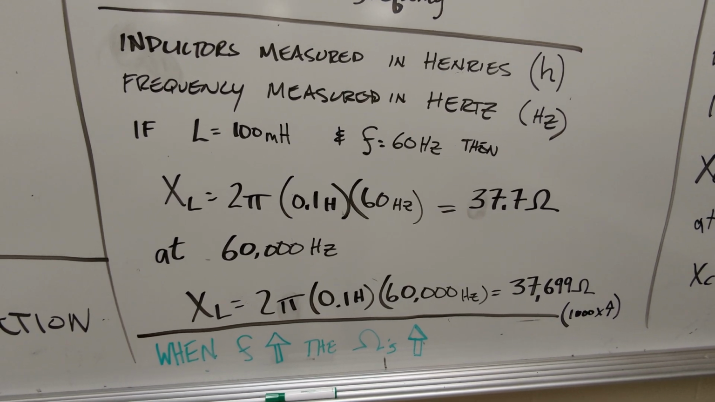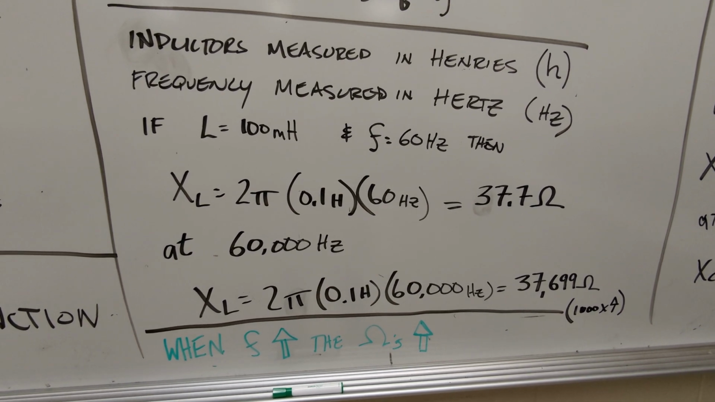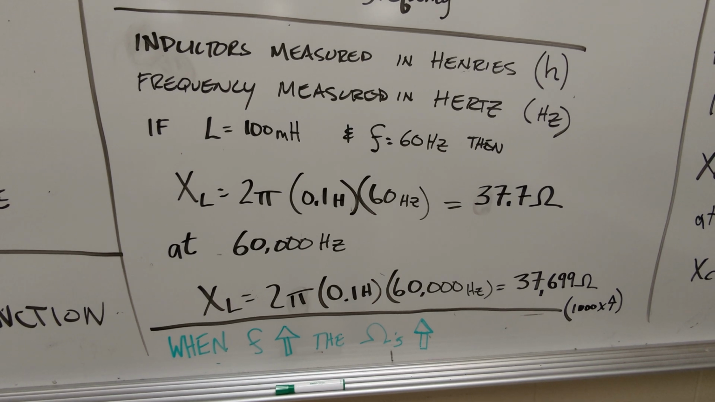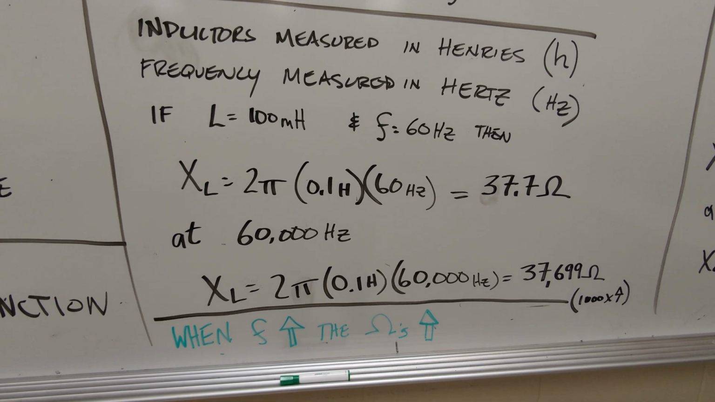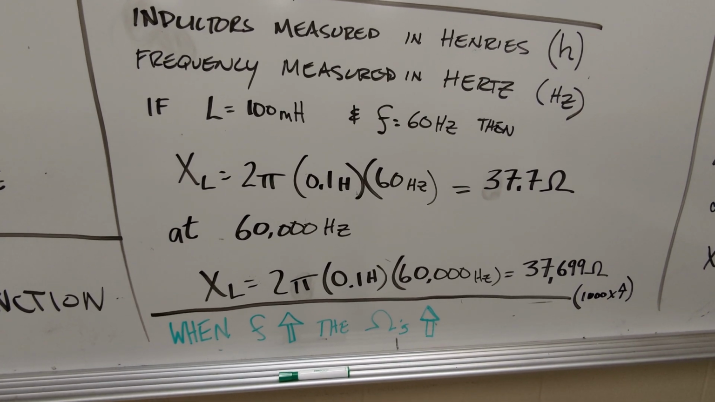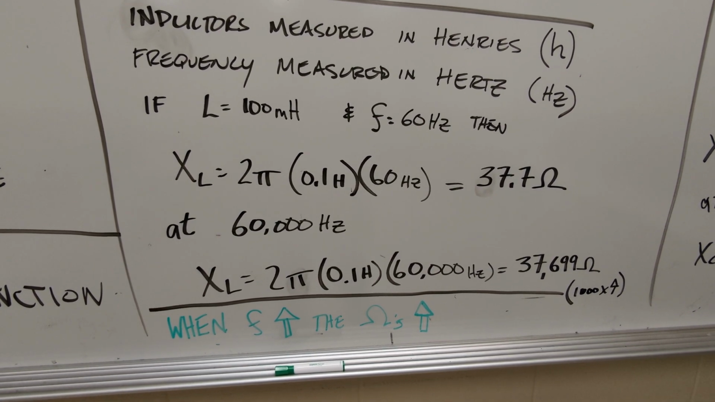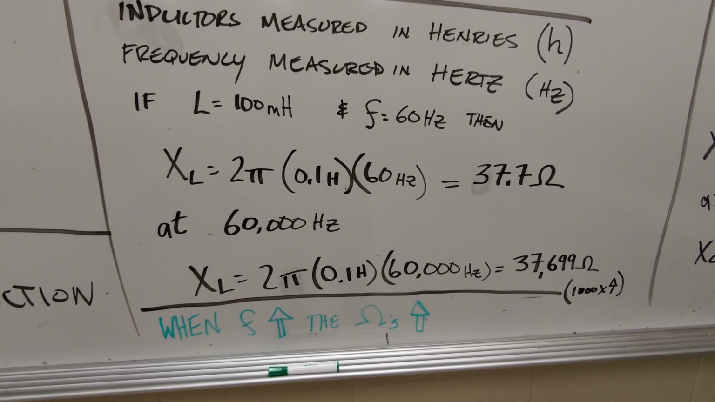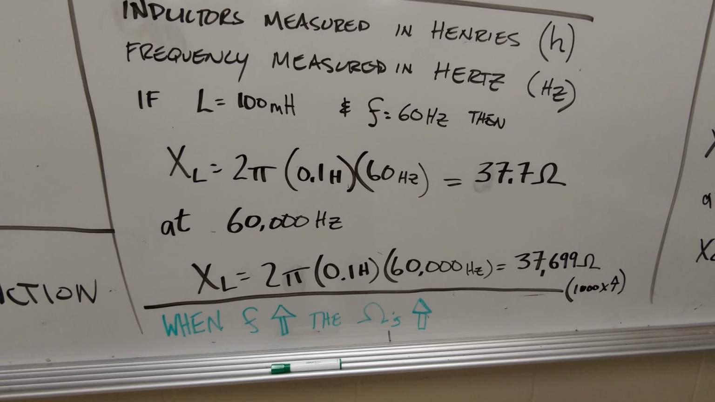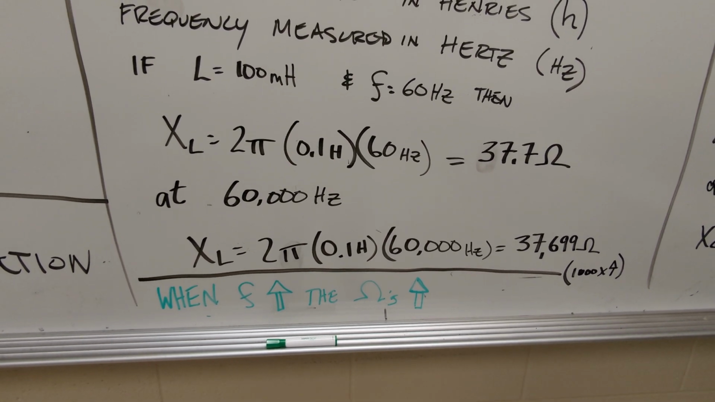Now, what happens if I change my frequency from 60 hertz to 60,000 hertz, or 60 kHz? I'm going to increase my frequency by 1,000 times, and then I redo the problem. X of L would indicate that as my frequency increases 1,000 times, so does the inductive reactance, or the impedance for the overall circuitry. So it goes up 1,000 times. In the green down here at the bottom, it says when frequency increases, the ohmic value goes up.